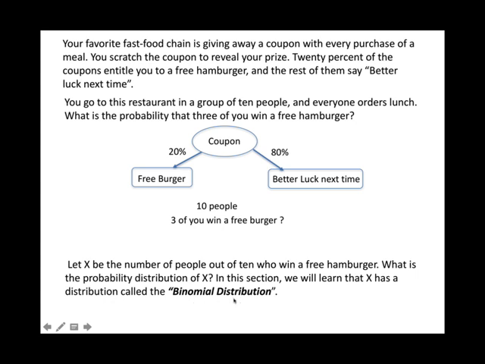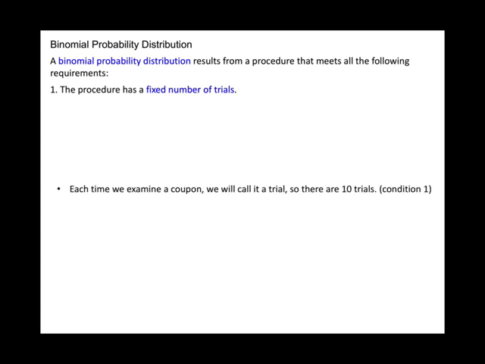We do have requirements. First requirement: the procedure has a fixed number of trials. Just like this example, we have 10 people going to this restaurant to order lunch, so we got 10 coupons. This is called a fixed number of trials, and we have 10 trials here.